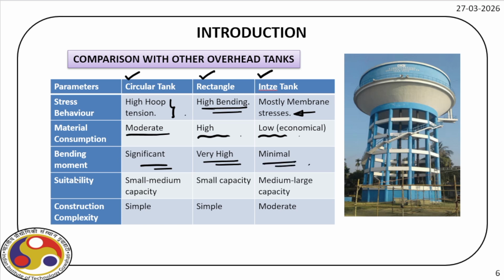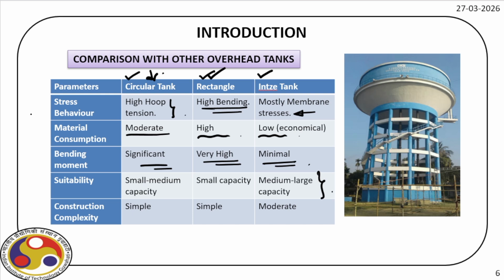Then of course, suitability. For small to medium capacity, we can go for the circular tank. For an individual household, we can go for a rectangular tank, which we are very much familiar with. But for a large community, we have to go for this type of tank, which is the Intze tank.